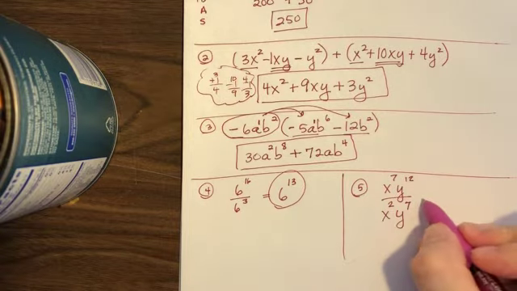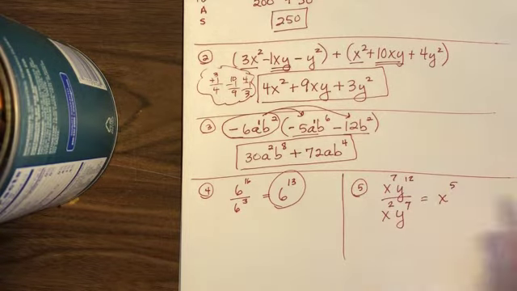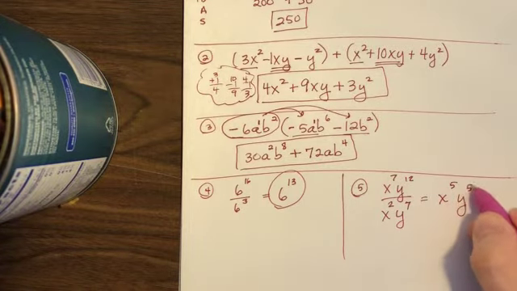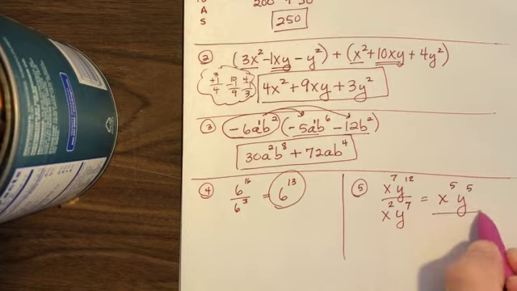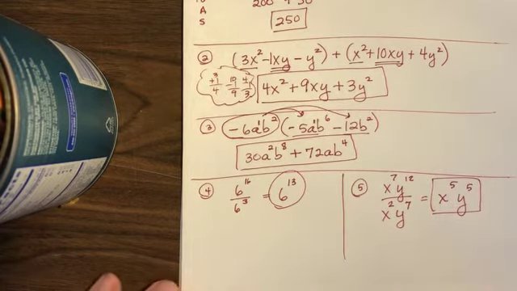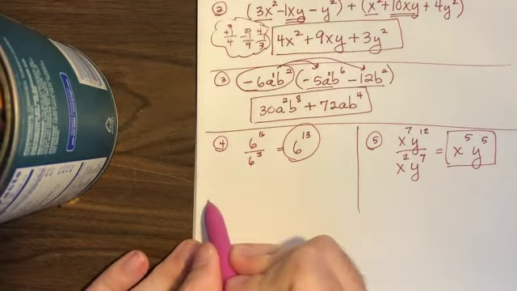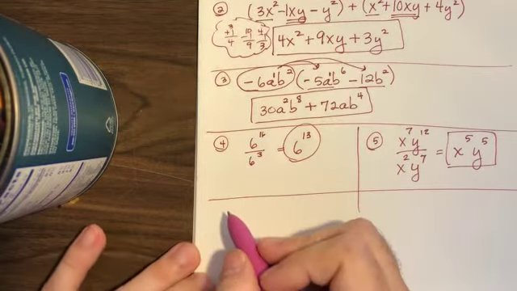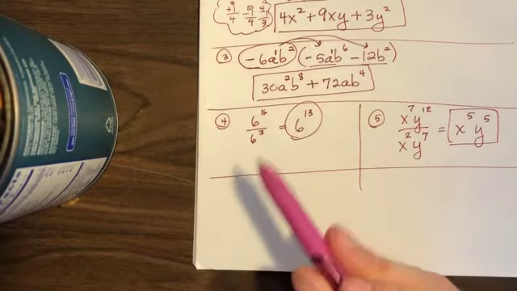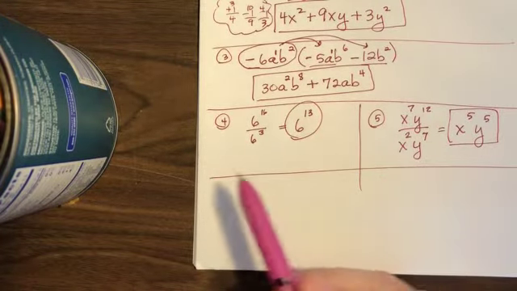So 7 minus 2 for x means 5. And then 12 minus 7 for y also means 5. So we have x to the 5th, y to the 5th. Do not add 5 plus 5. Bad. Don't do it. Don't be that student. Okay? So that's the quotient rule, what we call it, where we subtract the exponents, don't touch the base.